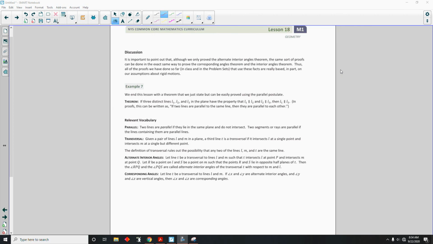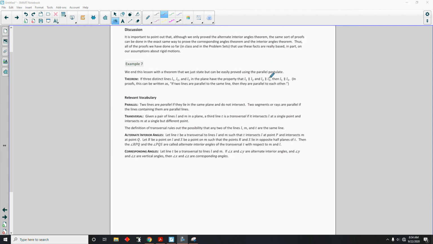Okay, page 6 brings us to this discussion. It is important to point out that, although we only proved the alternate interior angles theorem, the same sort of proofs can be done in the exact same way to prove the corresponding angles theorem and the interior angles theorem. Thus, all of the proofs we have done so far in class and in the problem sets that use these facts are really based in part on our assumptions about rigid motions.